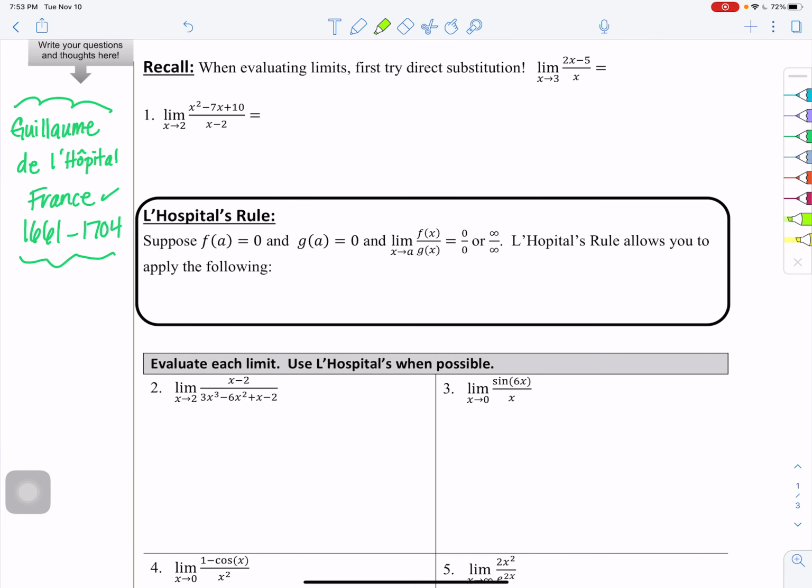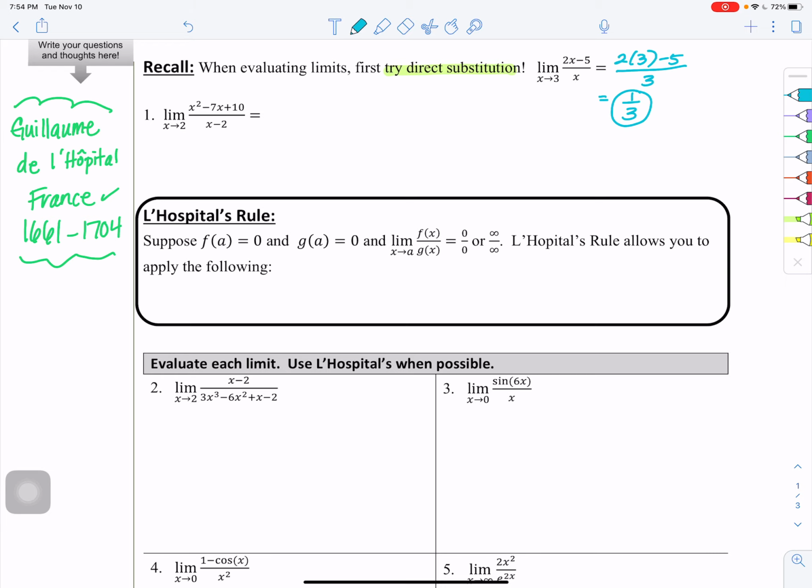Let's first recall, because this is important, whenever we evaluate limits, always try direct substitution first. And I'll tell you why. You shouldn't try to do anything fancy right now, because the limit as x approaches 3 of 2x minus 5 over x is just 2 times 3 minus 5 over 3. And that's just 1/3. We didn't have to do any algebra. We didn't have to do anything. So please try and plug it in first, okay?